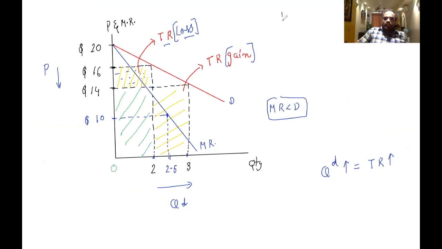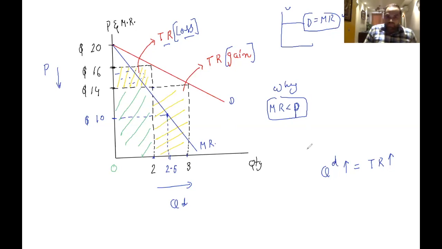This graph is like a graph in a competitive market, so D equals MR. Why does D equal MR? This graph and this graph are the same. I will explain why D equals MR, and in this graph, why MR is less than price. So this is not a complete graph. We still have to move on by indicating the marginal cost, because we don't see any marginal cost here. Marginal cost will be like this.